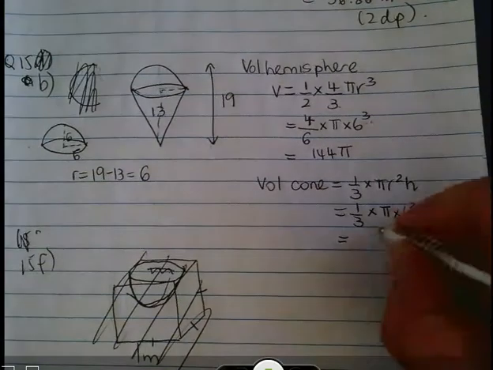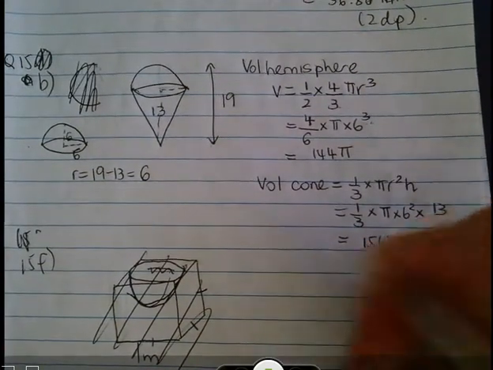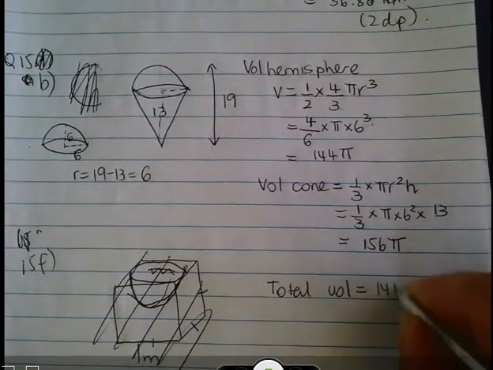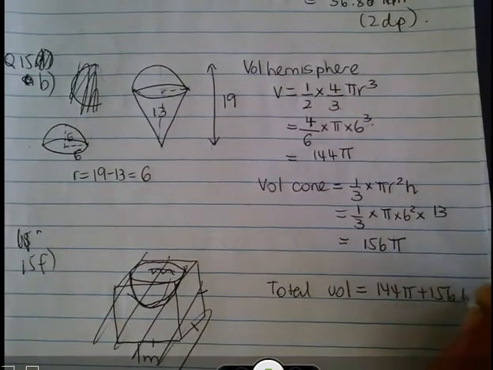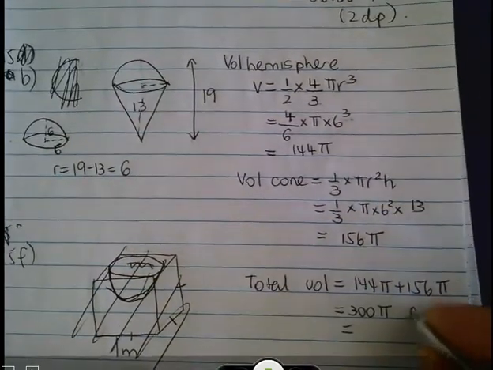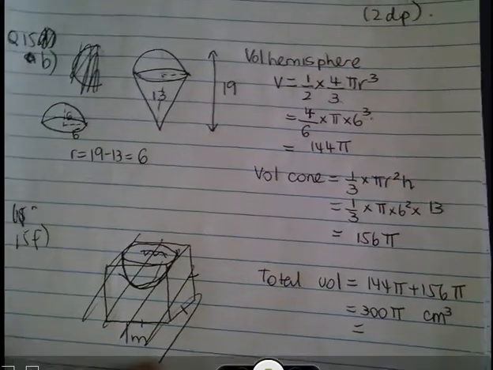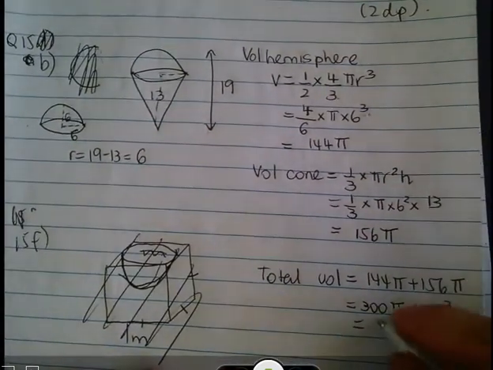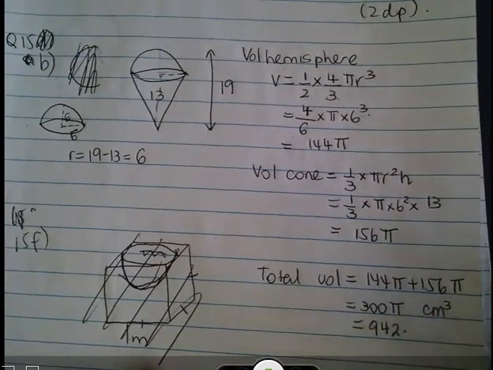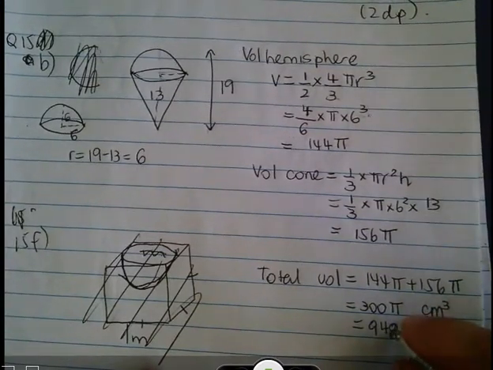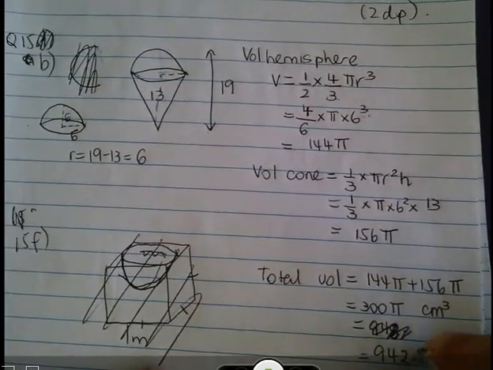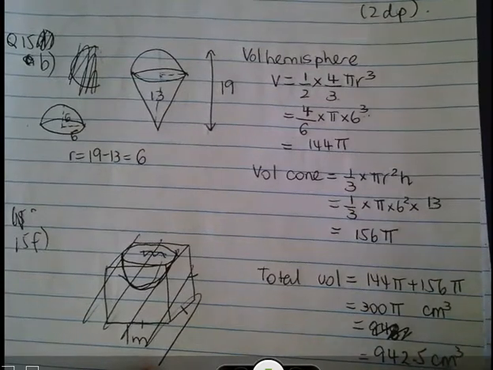Wait, is this working backwards? No. 156 pi. So therefore the total volume is 300 pi. Yeah, which is... And then you can work that out. 942.5 will do. 1 decimal place.